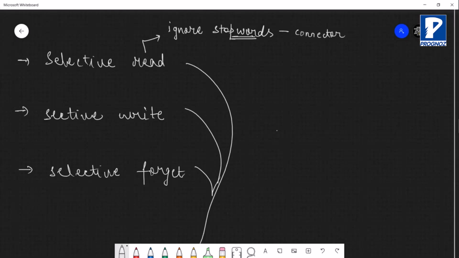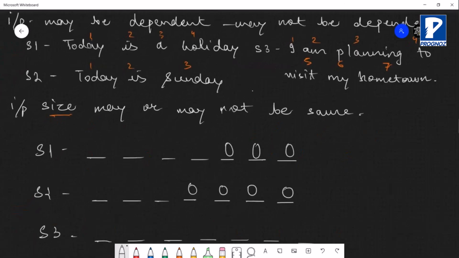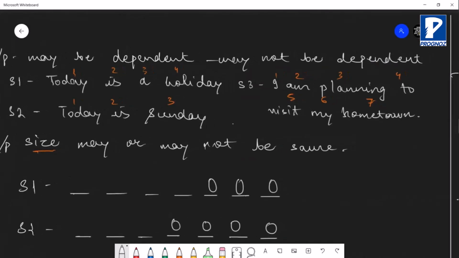ठीक है. What I'm trying to say is, जैसे मान लो this is the word that you are having, this is the statement that you are having. Okay, मान लो I'm talking about statement 1 now. तो यहाँ पर the connectors are "is" — ये सब आपका connectors है. So whenever you are performing selective read, you will ignore these connectors क्योंकि ये connector actually कुछ contribution नहीं कर रहा है आपके output में. Okay, these connectors actually are not having any contribution whatsoever in the output of your model. That is why we will try to ignore these stop words as much as possible.